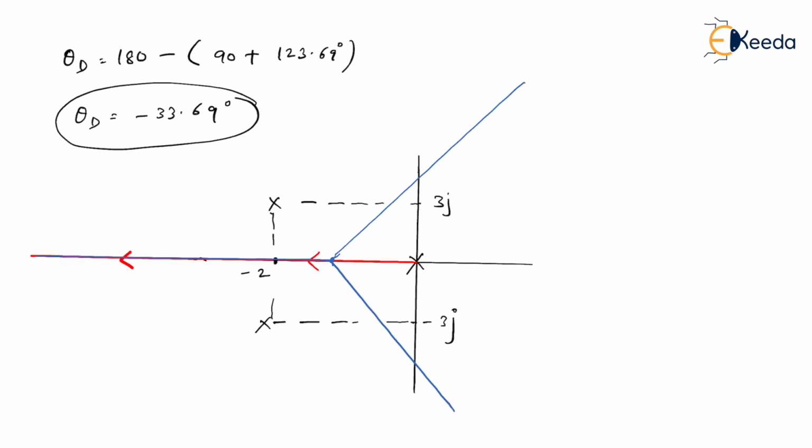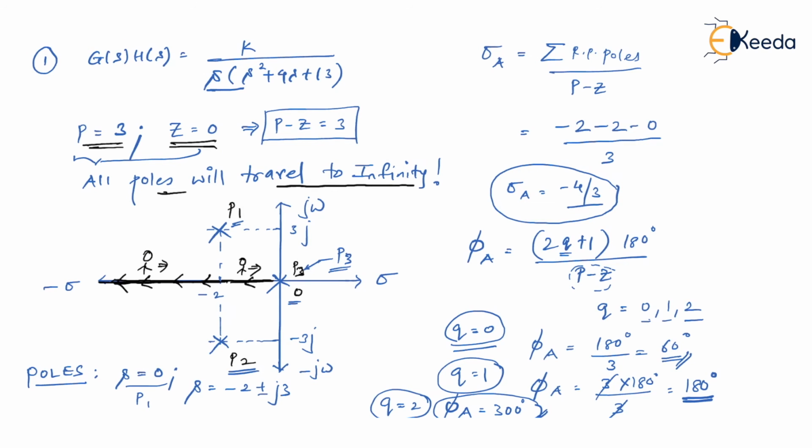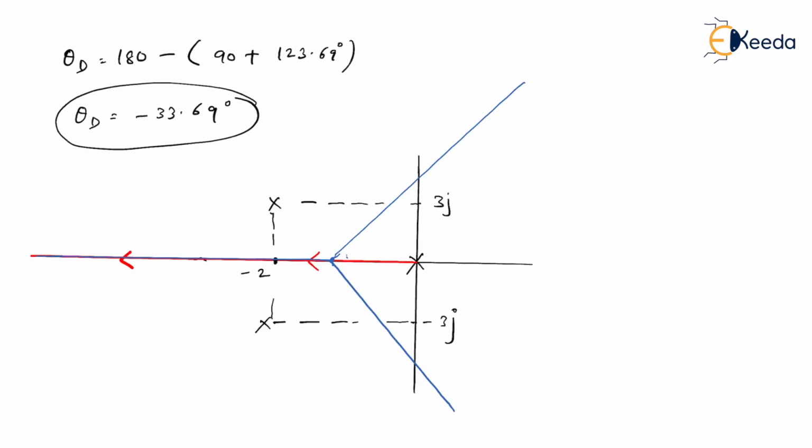And what was the value of the centroid? If I'm not wrong, it is minus 3 by 4 or minus 4 by 3. Okay, so this is minus 4 by 3. Next, for one pole, that is pole number 3, we got how it is approaching infinity. Now regarding pole 1 and pole 2, we have all the information with us. So from pole 1, it is going to depart at an angle of minus 33.69 degrees. Now try to understand how to draw it.